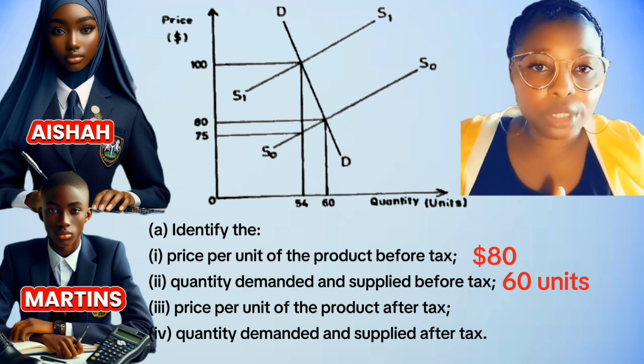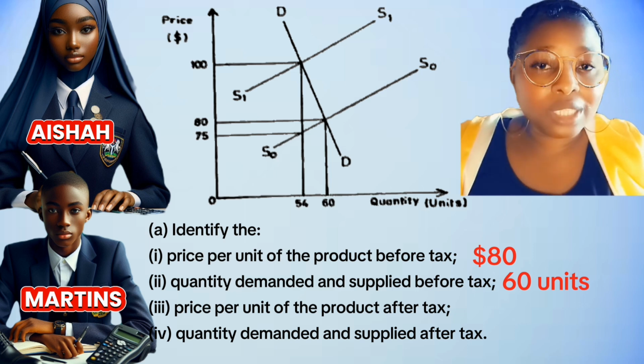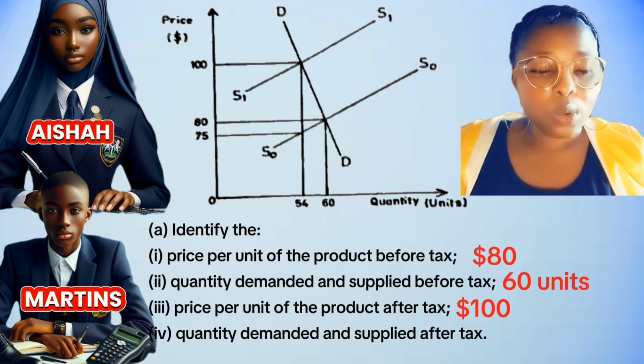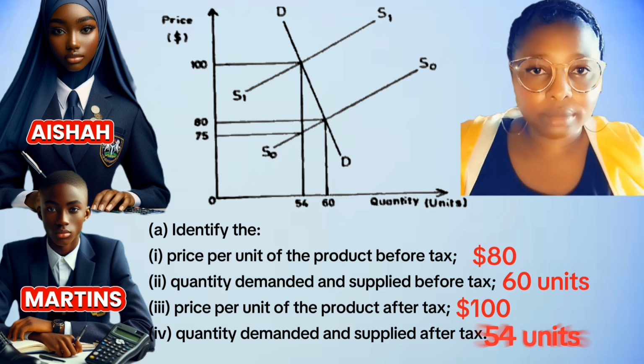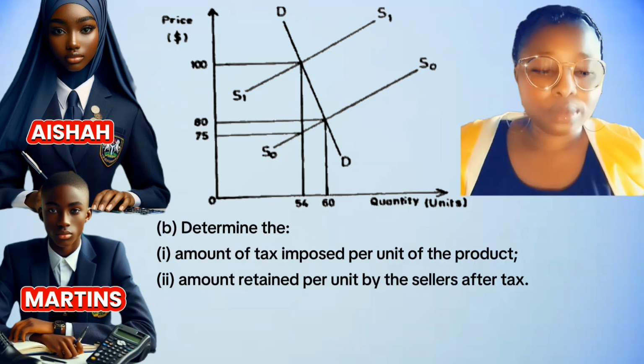Alright, Roman figure 3, price per unit of the product after tax. I've already explained everything. The price per unit after tax is how much? The price per unit of the product after tax is $100. Okay. The quantity demanded and supplied after tax, that's Roman figure 4, is what? The quantity demanded and supplied after tax is 54 units.